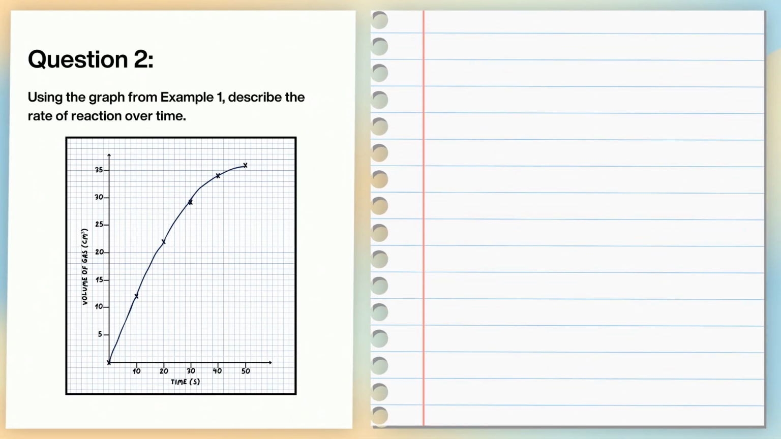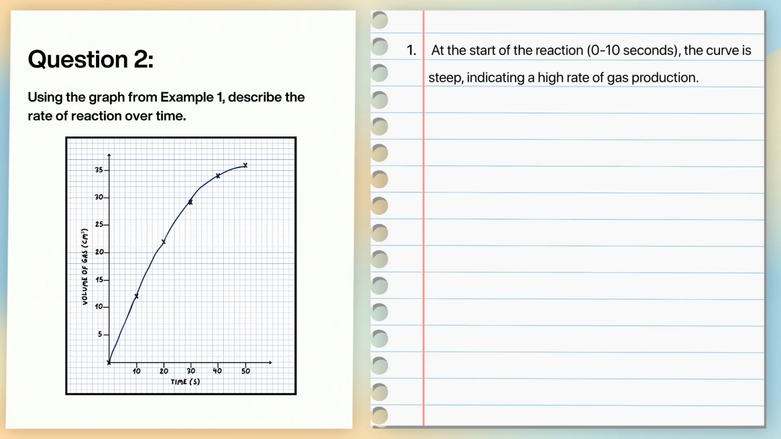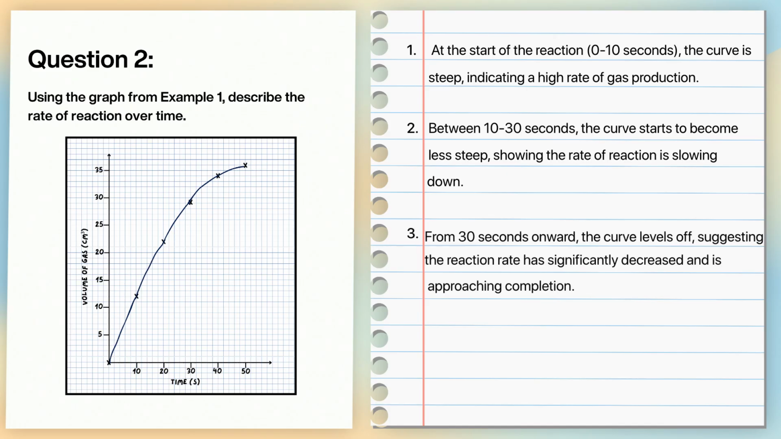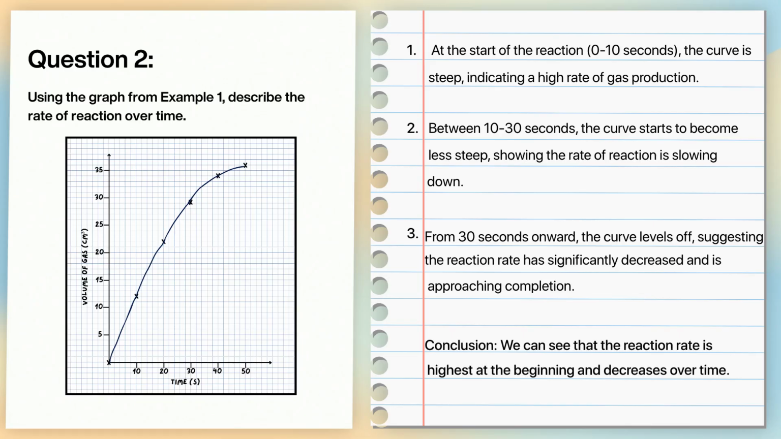Question 2. Using the graph from example 1, describe the rate of reaction over time. At the start of the reaction, 0 to 10 seconds, the curve is steep, indicating a high rate of gas production. Between 10 and 30 seconds, the curve starts to become less steep, showing the rate of reaction is slowing down. From 30 seconds onward, the curve levels off, suggesting the reaction rate has significantly decreased and is approaching completion. From this interpretation, we can see that the reaction rate is highest at the beginning and decreases over time.